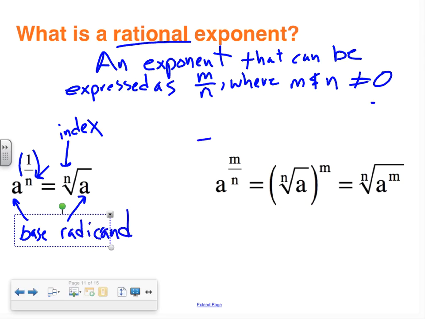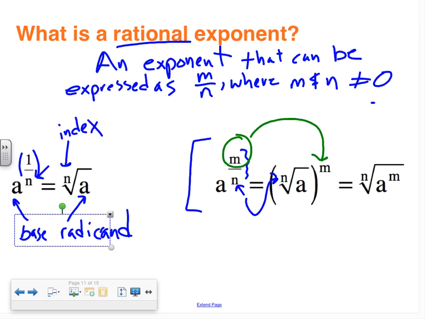A much more generalized formula, and one I like a lot better, is it shows the exponent in both its numerator and its denominator. So in this case, n, the denominator, is still going to be the index of the radical. The numerator, the top part, ends up being the power, the thing you're raising the whole radical to.